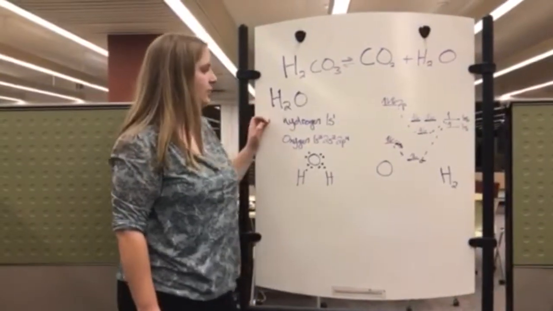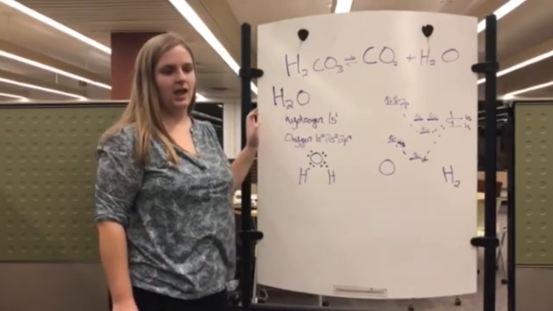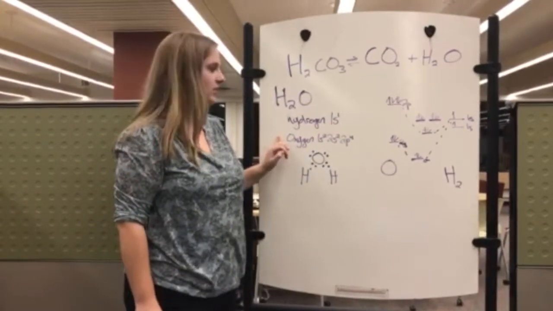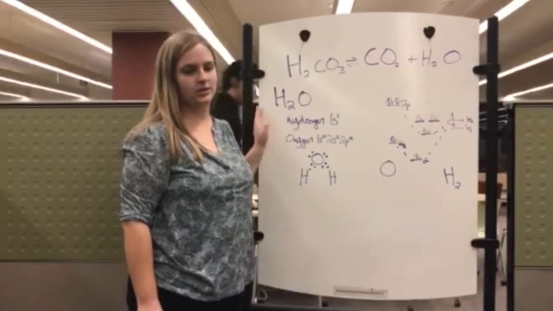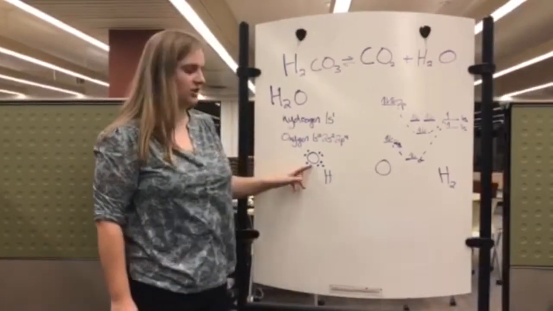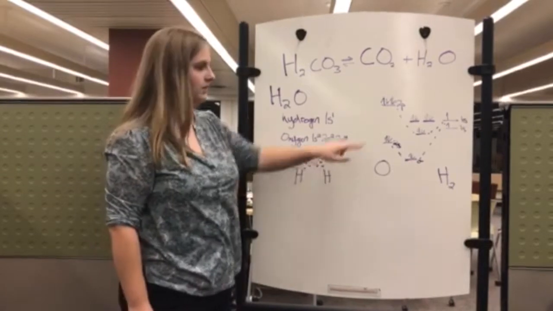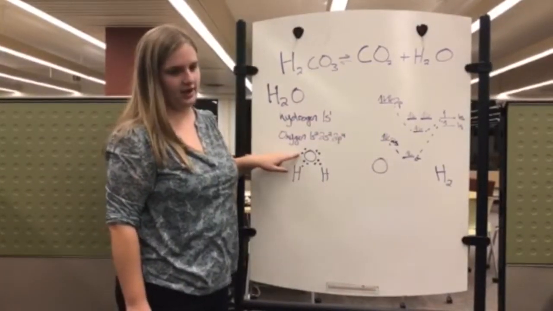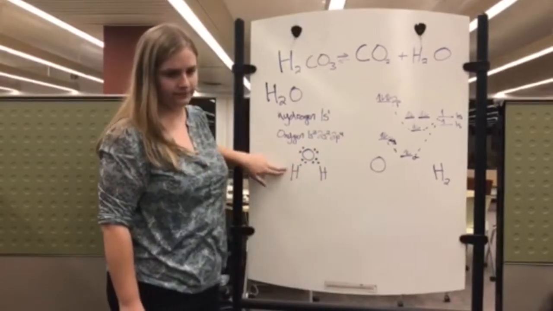H2O is composed of 2 hydrogen and 1 oxygen atom. Hydrogen has an electron configuration of 1s1. Oxygen has an electron configuration of 1s2, 2s2, 2p4. When bonding, oxygen is the central atom and forms 2 sigma bonds. This leaves 4 lone electrons on the oxygen, as shown here.